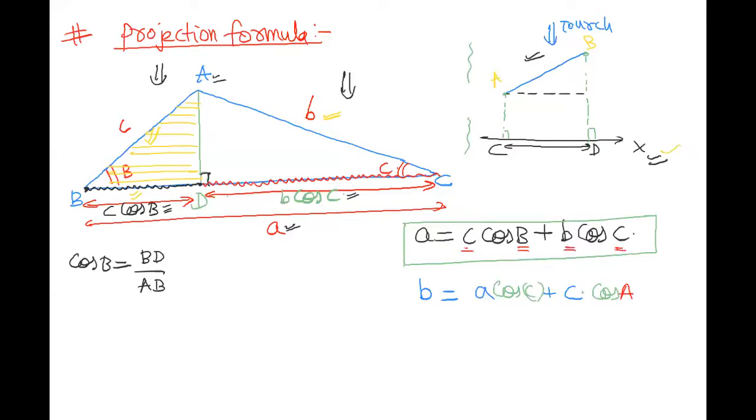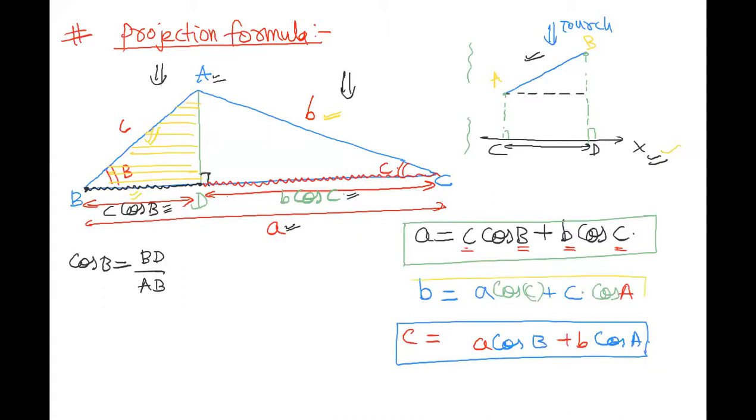And one more formula I can write. c is equal to, what will I write? a and b will be involved. So here a, I can write cos B, and here b, I can write cos A. Clear? This is called the projection formula.